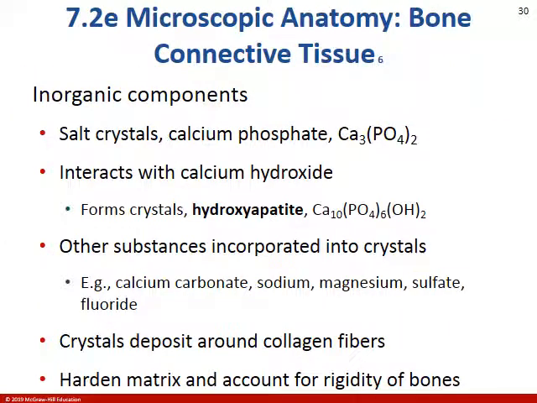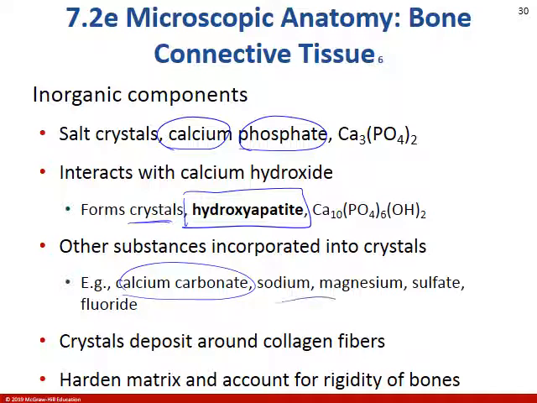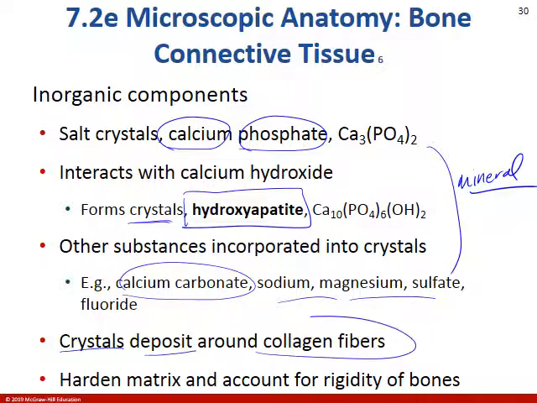Now we have the inorganic parts. So here, calcium, phosphate. When it forms crystals, we call this hydroxyapatite. Other substances, we can have calcium carbonate, we can have sodium, magnesium. So again, these are all minerals, right, of some sort. Crystals deposit around the collagen fibers. So that's what's actually hardening the matrix. So that term you should know, hydroxyapatite, which is basically calcium phosphate crystals, right? And that's what hardens the osteoids.